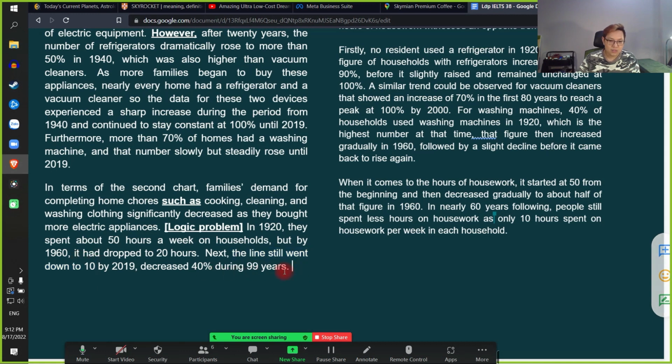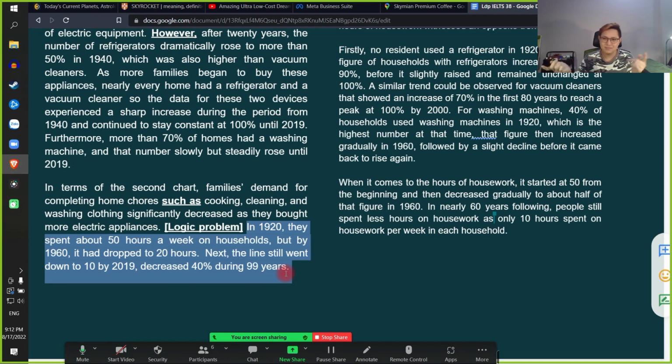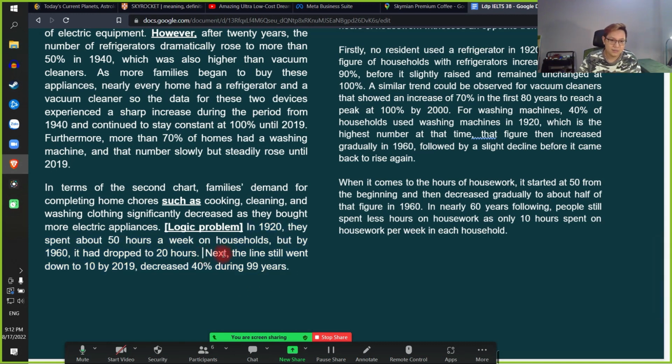These two sentences talk about the same thing. So here the two sentences talk about the same thing. So maybe just combine them. It should be combined if they talk about the same thing. It had dropped to 20.